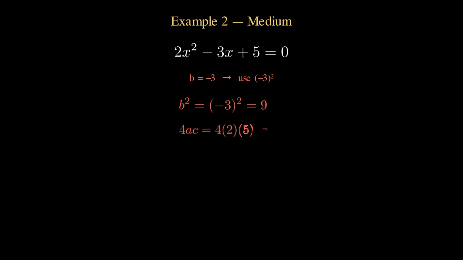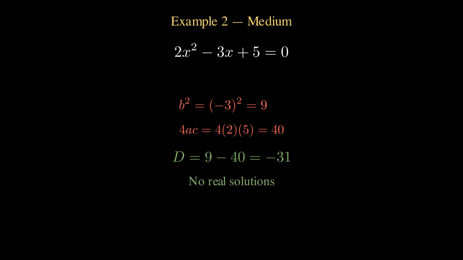Example 2, medium level. Look at 2x squared minus 3x plus 5 equals 0. Here a is 2, b is negative 3, and c is 5. Be careful, b squared uses negative 3, so b squared equals 9. 4ac equals 4 times 2 times 5, which is 40. Then D equals 9 minus 40, which is negative 31. That is less than 0.